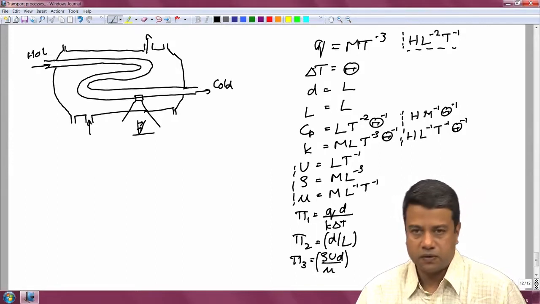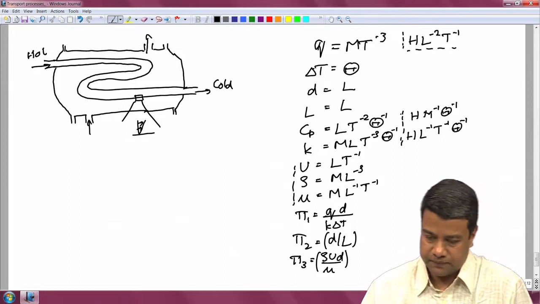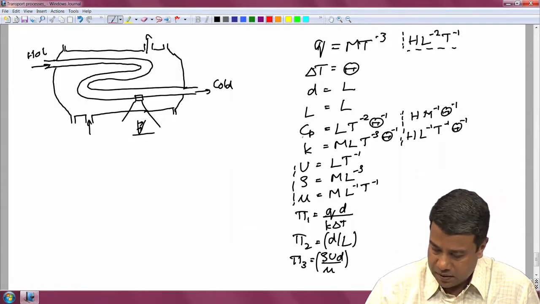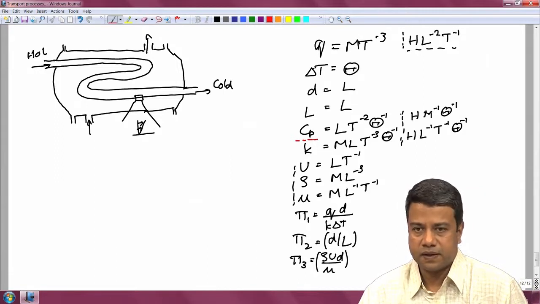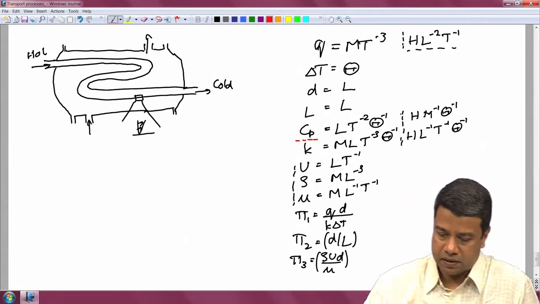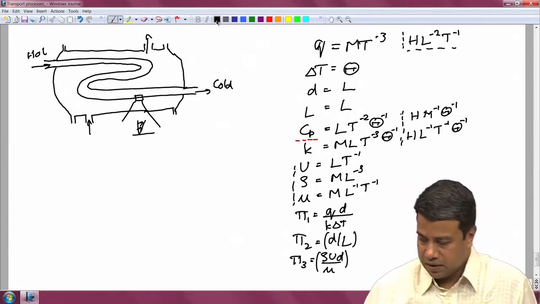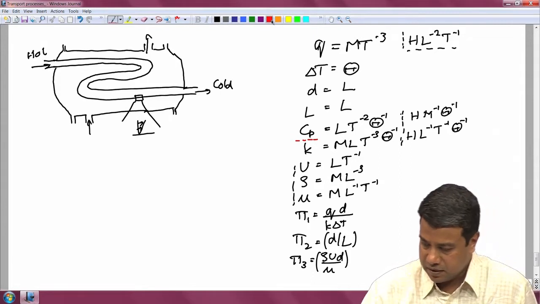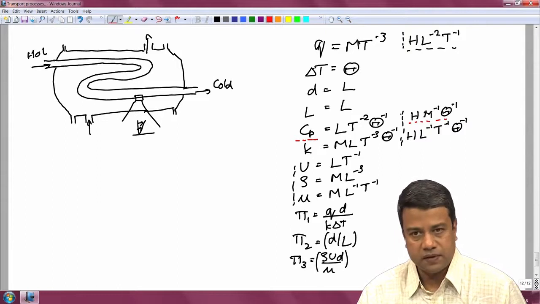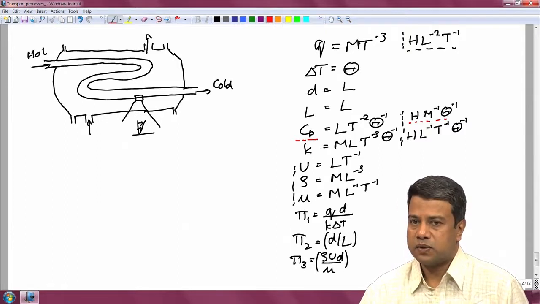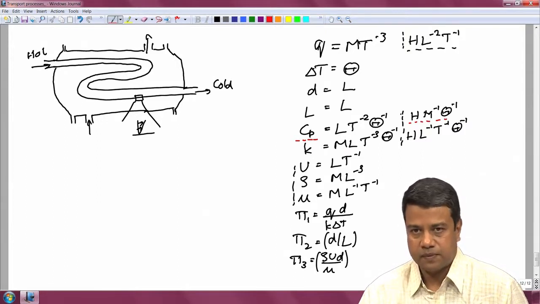So, the fourth one should contain the specific heat as well, because that is currently not involved in any of the dimensionless groups. The specific heat should also be in a dimensionless group. And the specific heat has dimensions H m inverse theta inverse. So, it contains both mechanical properties and thermal properties. Therefore, I need to scale it by mechanical quantities as well as thermal quantities.